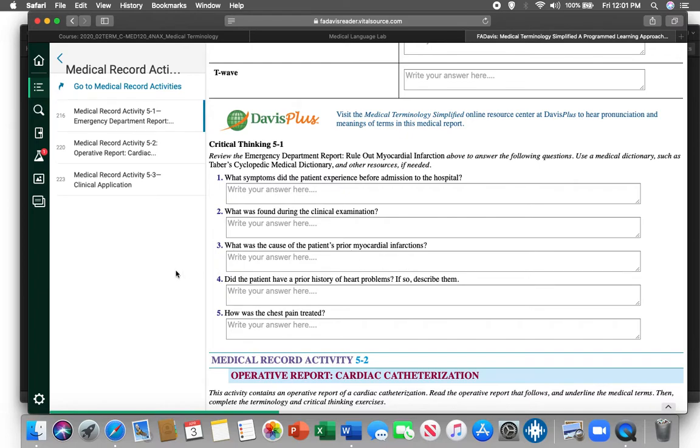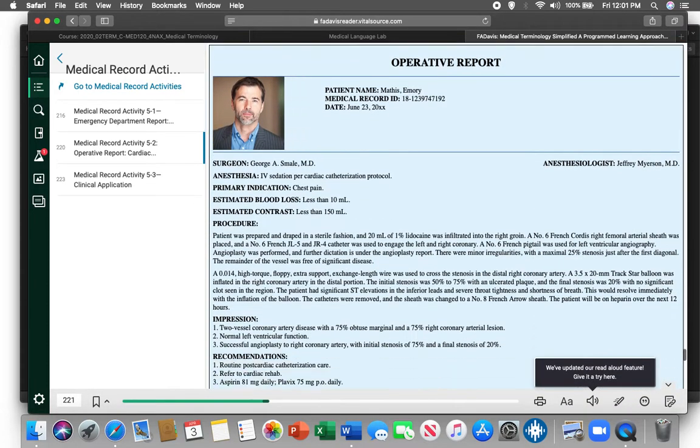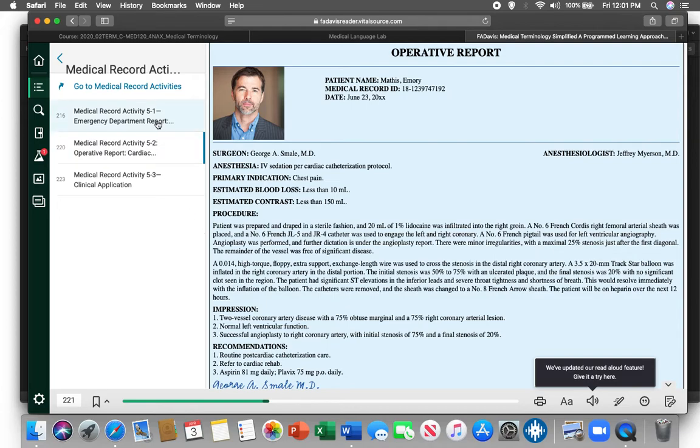You could also do that for the next case. So read all the cases in every chapter that you have. Go to the medical record activities in the back, because those are all your discussions going forward.